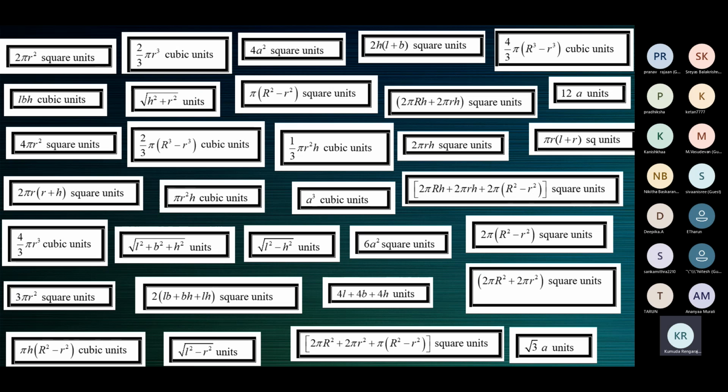What is 2 pi r square units? Okay, it is something of a hemisphere. Ma'am, CSA of a cylinder, ma'am. No. Hemisphere. Cylinder means L, V, H. If there is no H or L in it, then it is only a sphere or hemisphere.